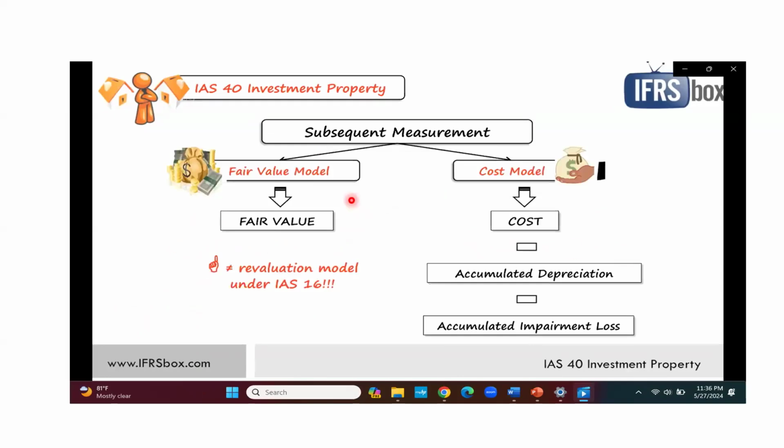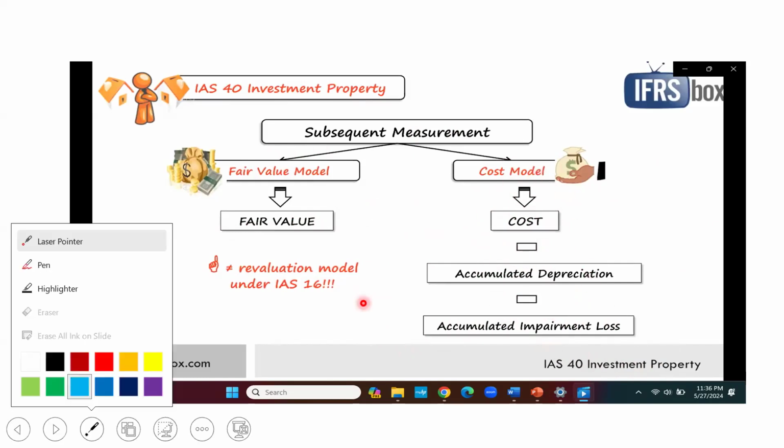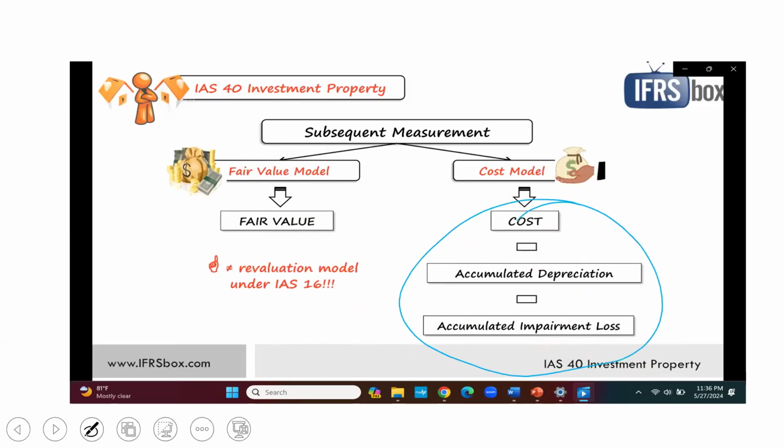Subsequently, I've said that you can measure the investment property at either the fair value or at cost, so using the fair value model or the cost model. If you are using the cost model, then you have to carry the item at cost less accumulated depreciation and accumulated impairment loss, just like PPE, just like what we learned in IAS 16.